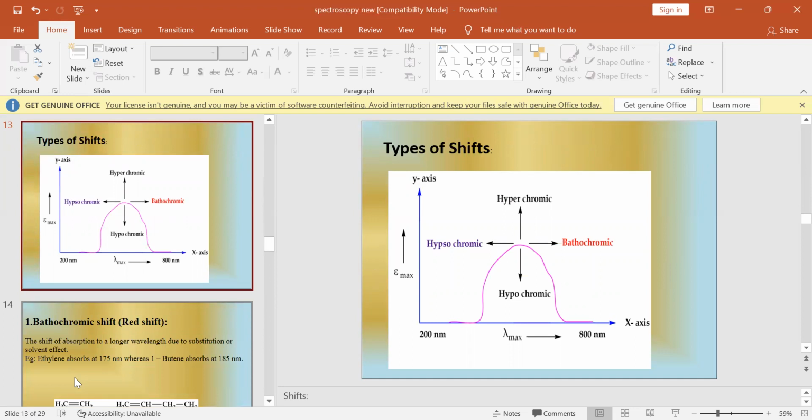Next come other definitions, the types of shifts. In order to discuss the types of shifts, we will take a graph with lambda maximum on the x-axis and epsilon maximum, that is molar absorptivity coefficient, on the y-axis. You will get a peak. Depending upon that peak, we will explain bathochromic shift, hypsochromic shift, hyperchromic shift, and hypochromic shift. We will see in detail.